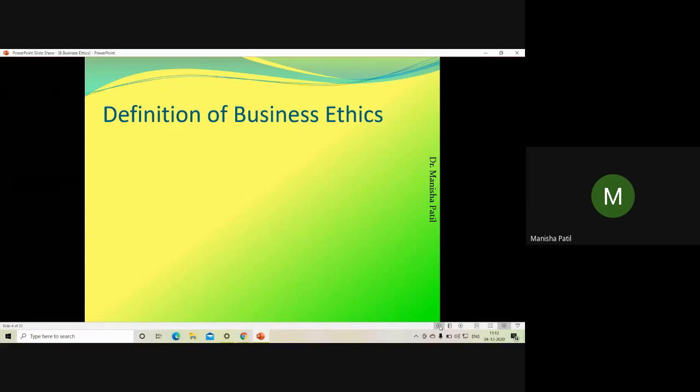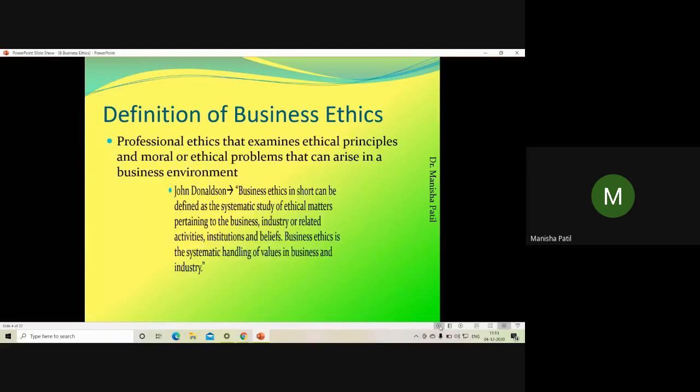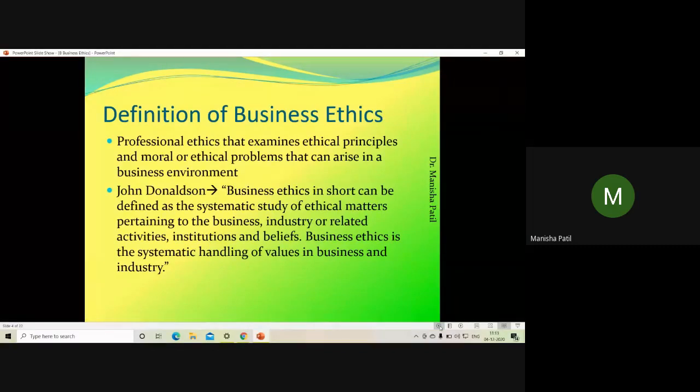Now, we come to business ethics. Professional ethics that examine ethical principles and moral or ethical problems that can arise in a business environment are known as business ethics. John Donaldson has defined business ethics as, I quote, business ethics, in short, can be defined as a systematic study of ethical matters pertaining to the business, industry, or related activities, institutions, and beliefs. Business ethics is the systematic handling of values in business and industry. Unquote. Please note down this definition. It is given by John Donaldson.